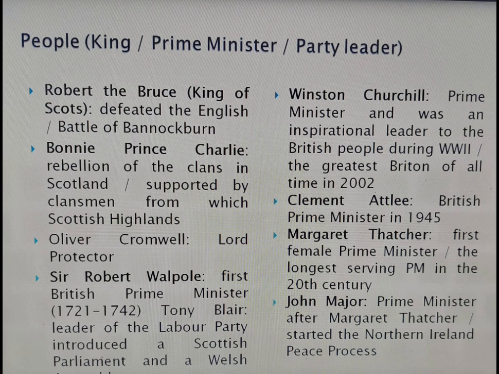Bonnie Prince Charlie, Sir Robert Walpole, the first British Prime Minister. Winston Churchill, Prime Minister, was an inspirational leader to the British people during the Second World War. Clement Attlee, Margaret Thatcher, the first female Prime Minister, and John Major, Prime Minister after Margaret Thatcher.